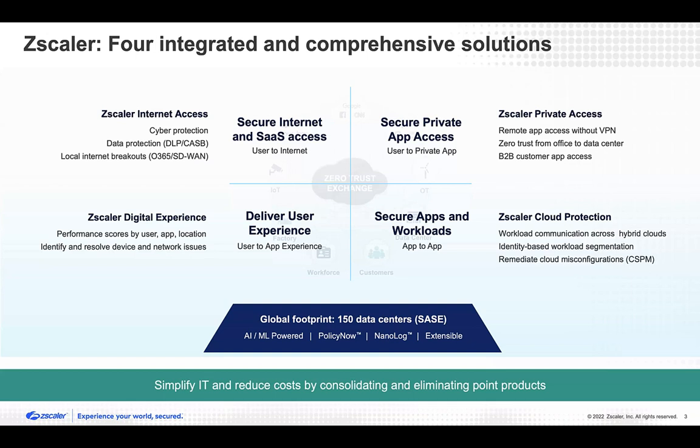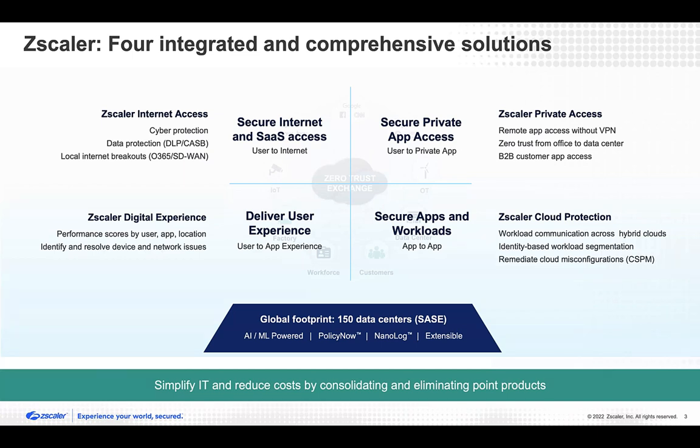Now, Zscaler has mainly 4 integrated and comprehensive solutions. So the first one, we all know it as Zscaler Internet Access. This is one of our first products, the most widely spread product. This mainly focuses on cyber protection, data protection, basically making your internet access secure for your SaaS applications. We also have Zscaler Private Access, which allows you to remotely access your private applications and data centers without the need of a VPN, and it uses our Zero Trust Exchange as well.